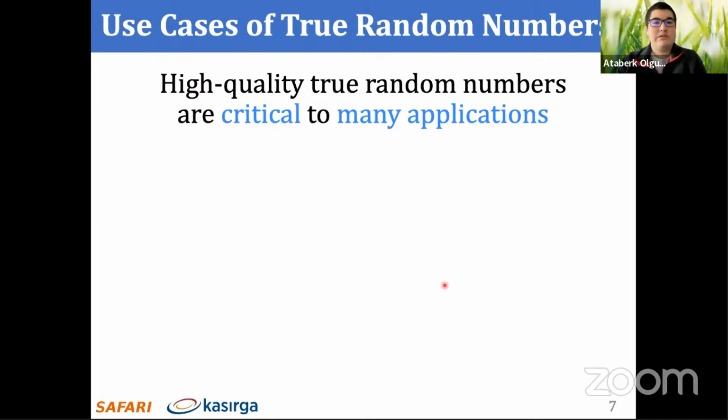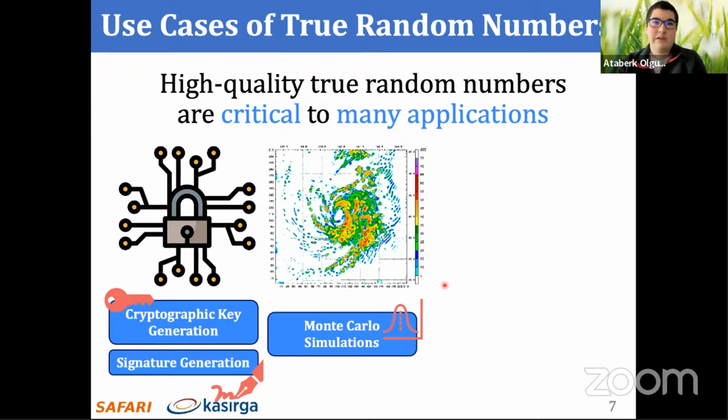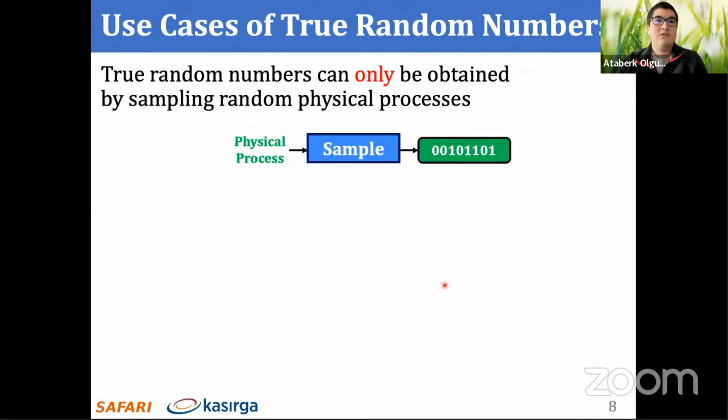These high quality random numbers are critical to many applications. Some examples are cryptography, to generate cryptographic keys and signatures, in scientific simulations to provide Monte Carlo methods with numbers that well fit a distribution, and even in machine learning to perform randomized training on neural networks and in genetic algorithms. True random numbers can only be obtained by sampling random physical processes.